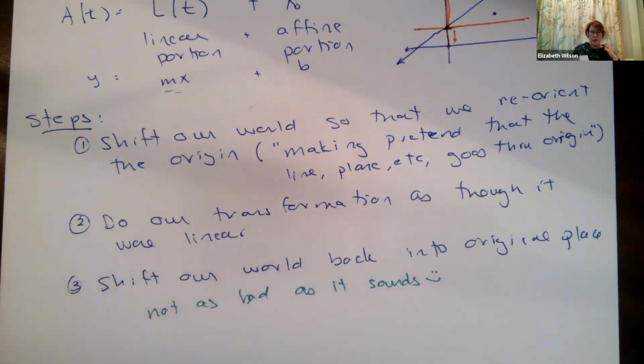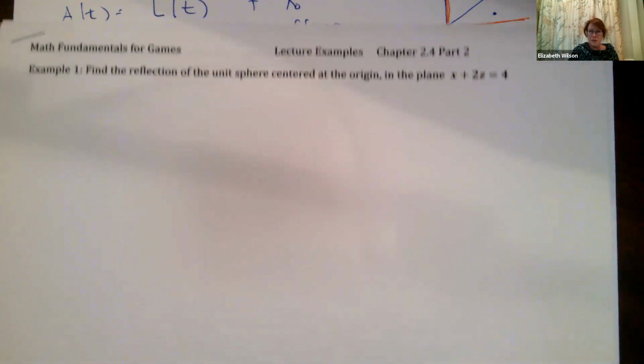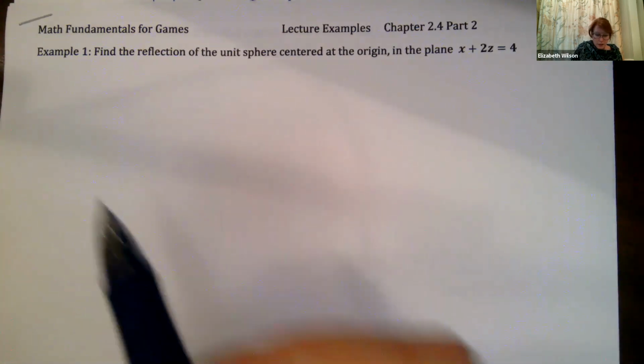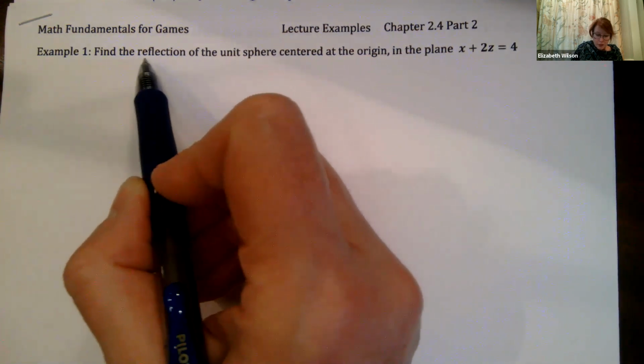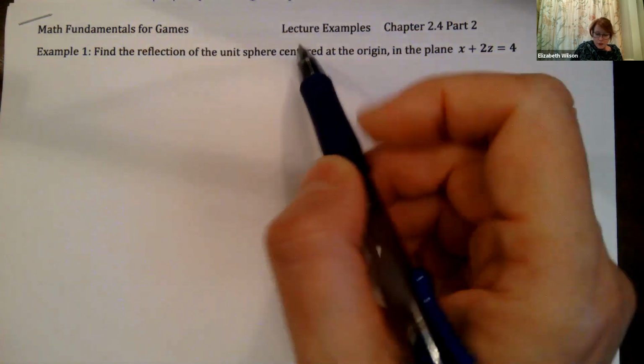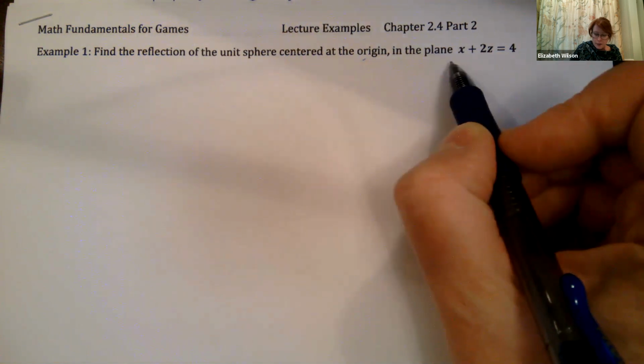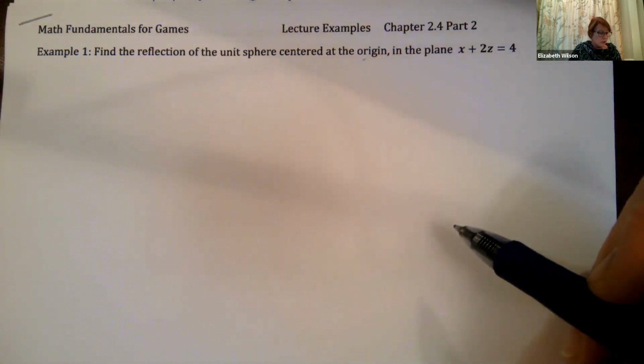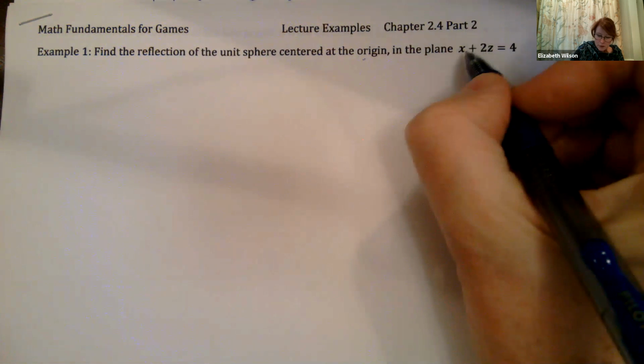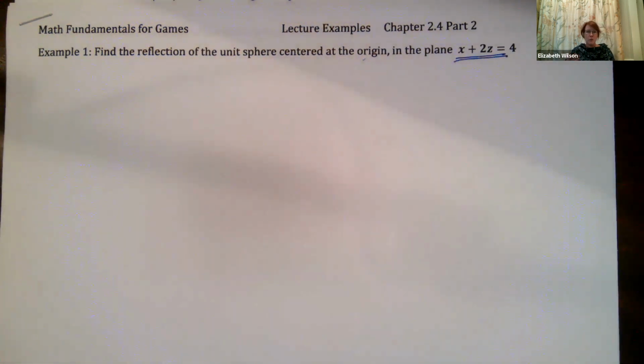If you guys don't have this printed out, which you probably weren't expecting to print it out, I have it here, and then you can follow along. So I'll also scan it in later too. So example 1, find the reflection of the unit sphere centered at the origin in the plane x plus 2z equals 4. There's a bunch of things that I need to think about. So here's the thing that I'm going to be transforming around, right? So I've got this sphere and I have a plane and I want to reflect this sphere in this plane. Okay, so that's what I want to be able to do.